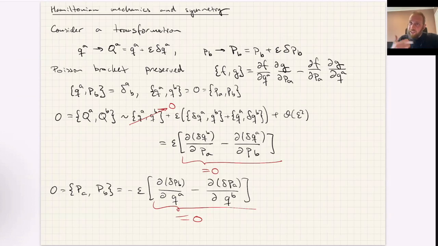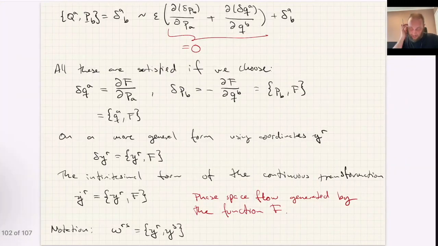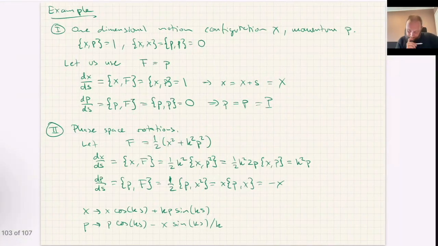But if I want to just look at transformations on configuration space, I'm restricting this delta q to depend only on the q's, not on the p's. So that was the case that we should have in the Lagrange case. You'll see, for example, here that the delta x is proportional to p. So this would not be a transformation only of configuration space. This is indeed a true phase space rotation.